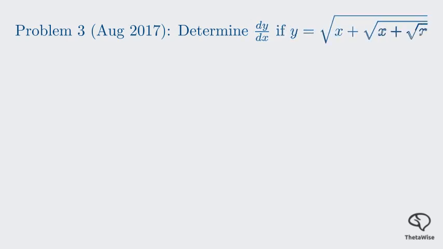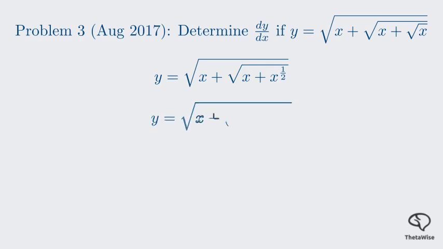This is a nested radical expression. The first step to solving any problem involving roots is to rewrite them using fractional exponents. This makes them easier to handle with the power rule. So we start from the inside out. The innermost square root, the square root of x, becomes x to the 1/2 power. Next, the middle square root, which contains x plus x to the 1/2 power, becomes the quantity x plus x to the 1/2, all to the 1/2 power.